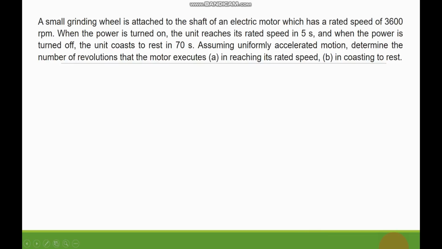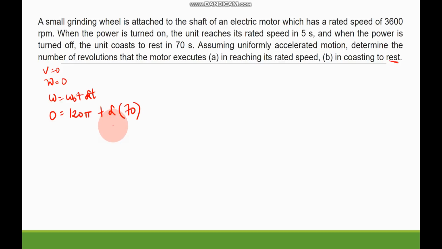For letter B, we will determine the number of revolutions that the motor executes in coasting to rest. We have here the word rest, meaning the velocity, or the angular velocity, would now be equal to 0. Therefore, our formula: 0 is equal to our initial angular velocity when the wheel is turned on, which is 120 pi, as we have solved earlier, plus alpha, the angular acceleration, multiplied by the time, which is 70 seconds.